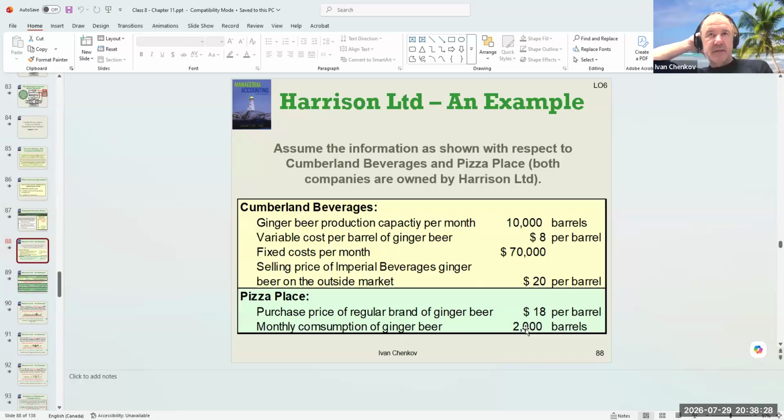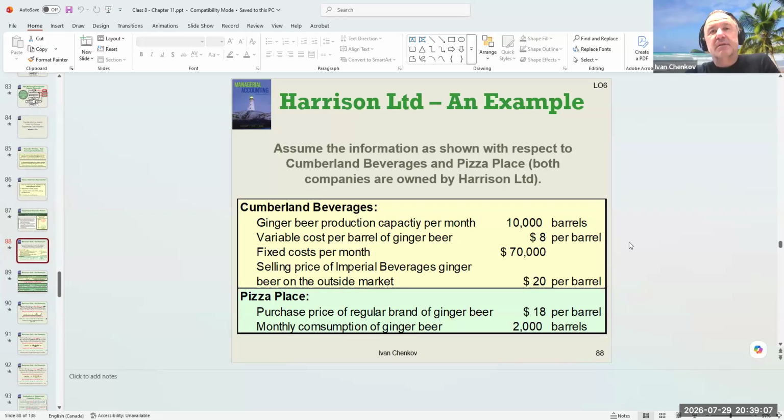Let's pretend that we have this company which has beverages and a pizza place. The beverages division is producing ginger beer, and their capacity is 10,000 barrels. Variable cost per barrel of ginger beer is $8. Fixed cost, 70,000. Selling price, they're selling the ginger beer for $20. The pizza place, which is under the same umbrella, same company, purchases the ginger beer outside for $18.